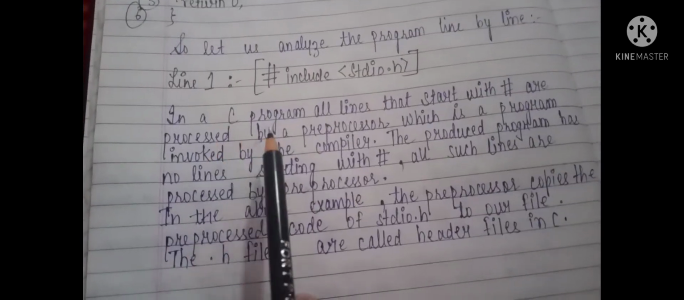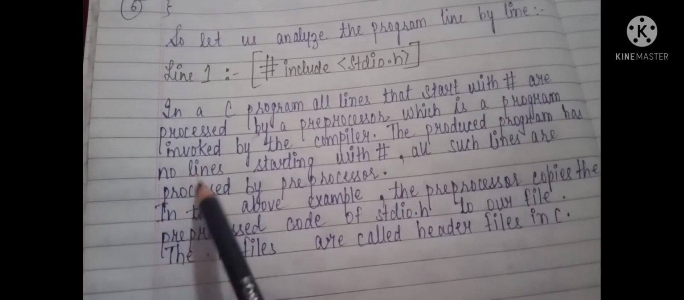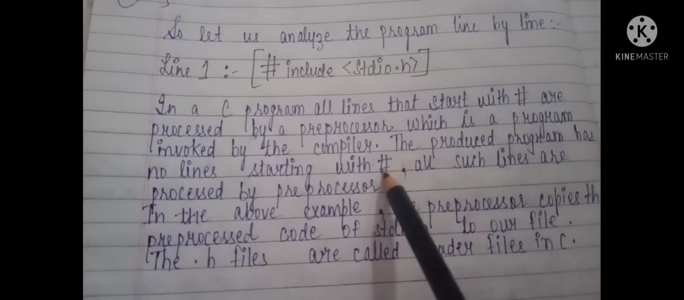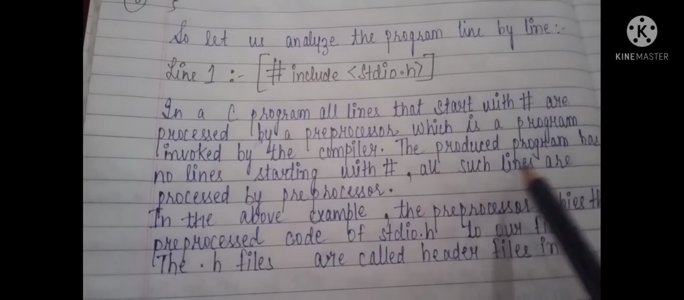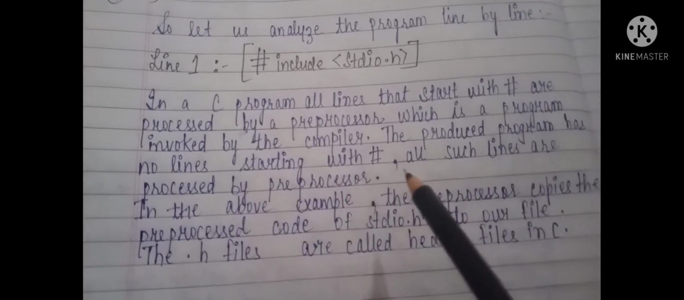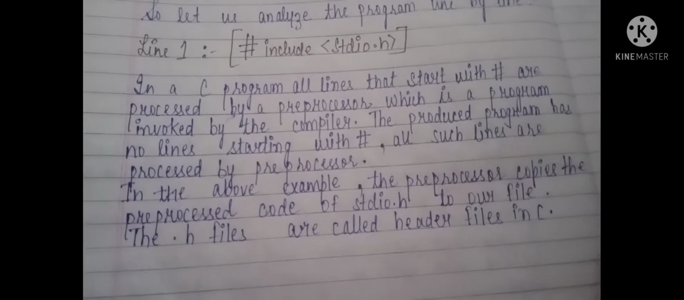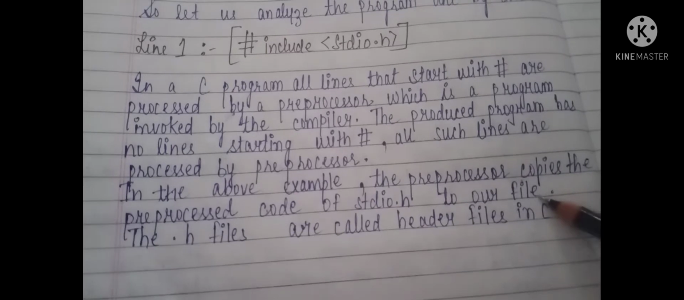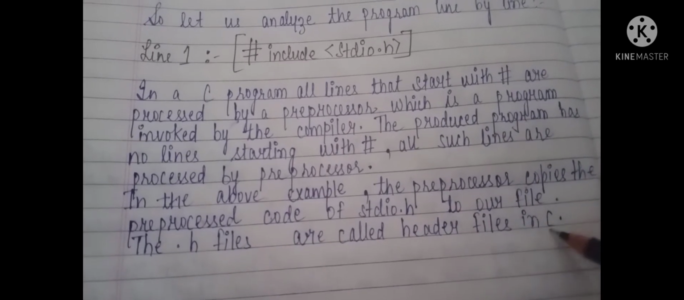In a C program, all lines that start with hash are processed by a preprocessor, which is a program invoked by the compiler. The produced program has no line starting with hash. All such lines are processed by the preprocessor. In the above example, the preprocessor copies the preprocessed code of stdio.h to the file. The .h files are called header files in C.